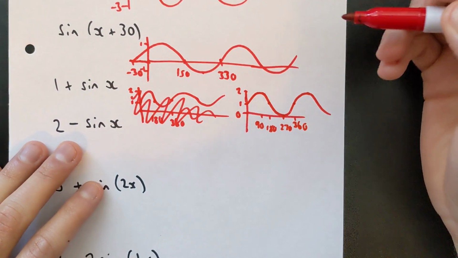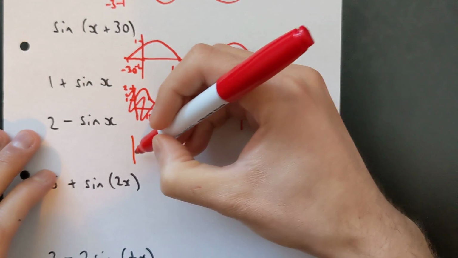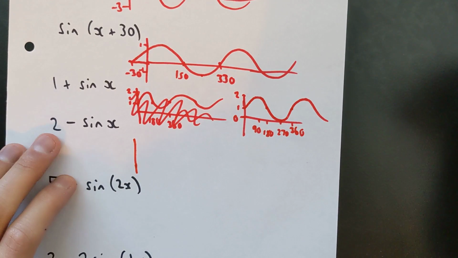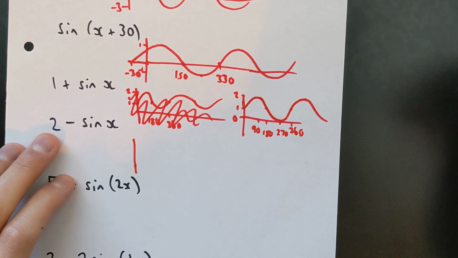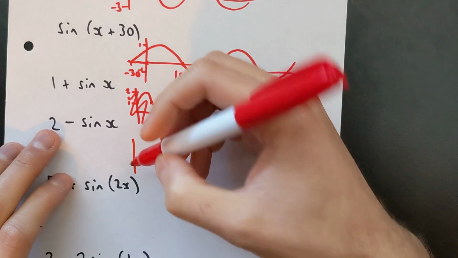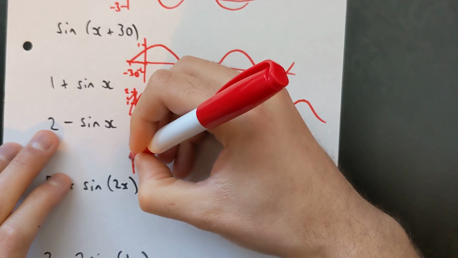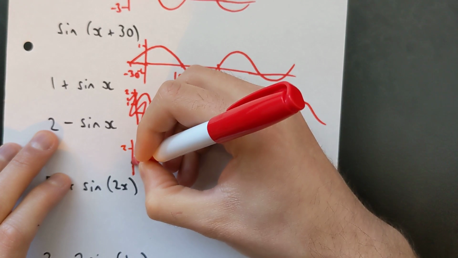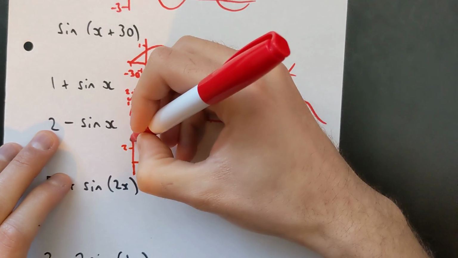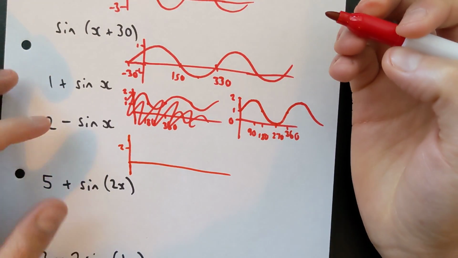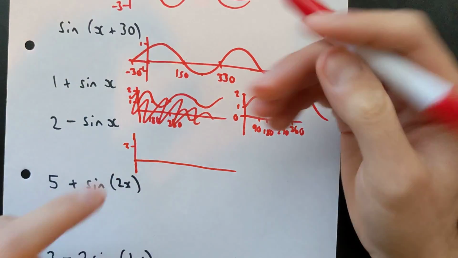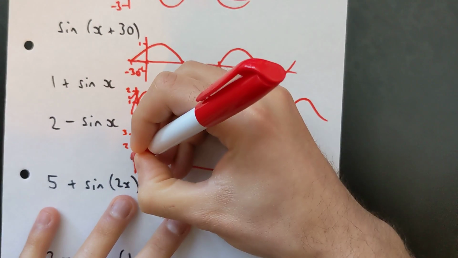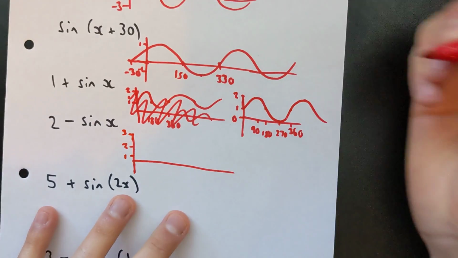Here, 2 take away sine x. So this one is a little bit tricky. Here, we've got 2 changes. So it's going to move up 2, so instead of starting at 0, it's going to start at 2. It's going to go between, still here sine x, so it's only going to go up and down as far as 1 either way. So that's going to be between 3 and 1.